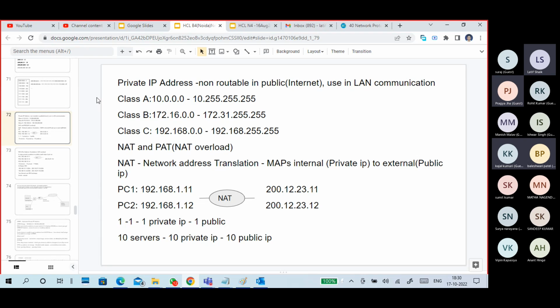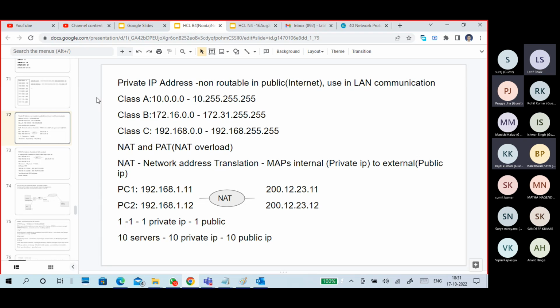In class A, the 10 series, the entire 10 series is private. In class B, it's the 172 series, 172.16 to 172.31. That range, meaning 16, 17, 18 up to 31, is private IP addresses only. Again, 32 is not private, and 15 is also not private.